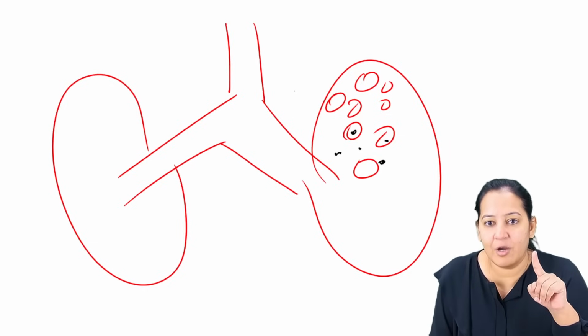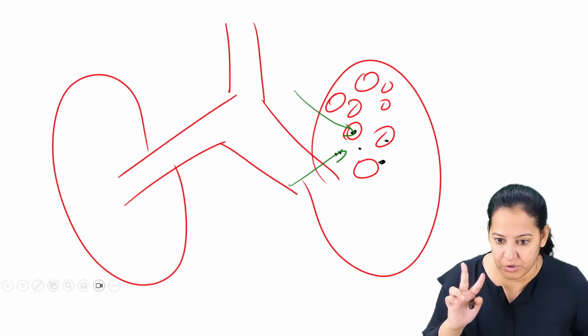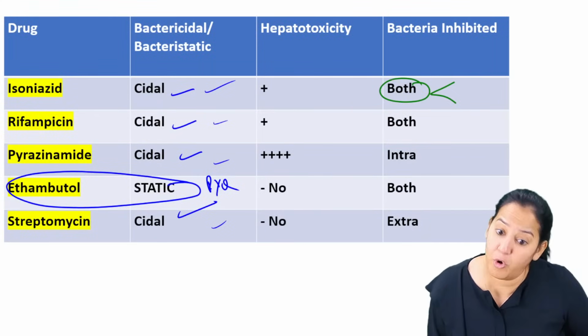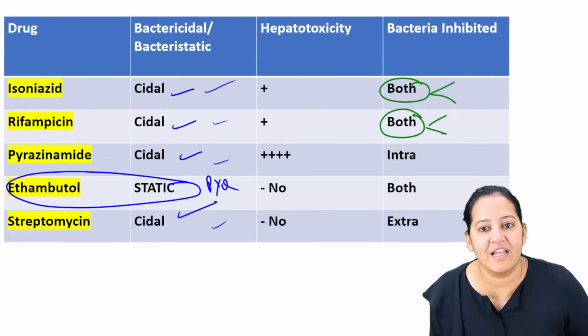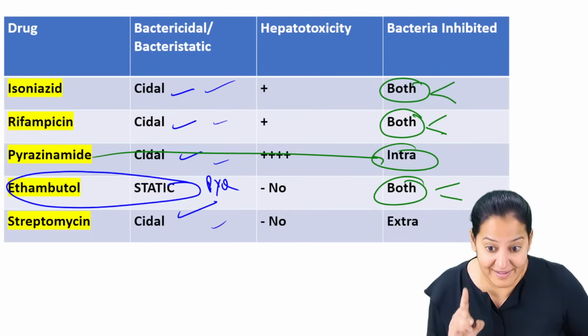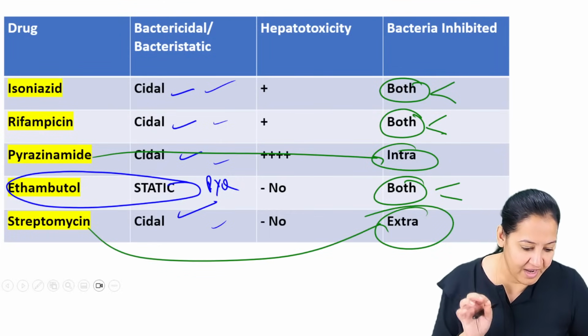So some of them kill only the intracellular ones, some kill only extracellular, and some kill both. You got my point? Among them, isoniazid kills both, intracellular and extracellular. Rifampicin also kills both, and ethambutol also kills both. But pyrazinamide kills only intracellular, it's a PYQ, and streptomycin kills only extracellular. These all are your PYQs.